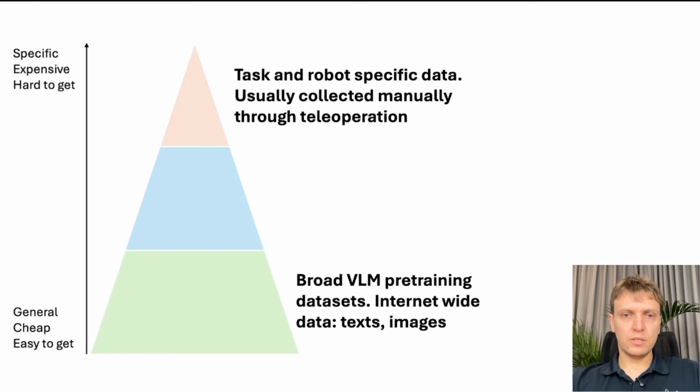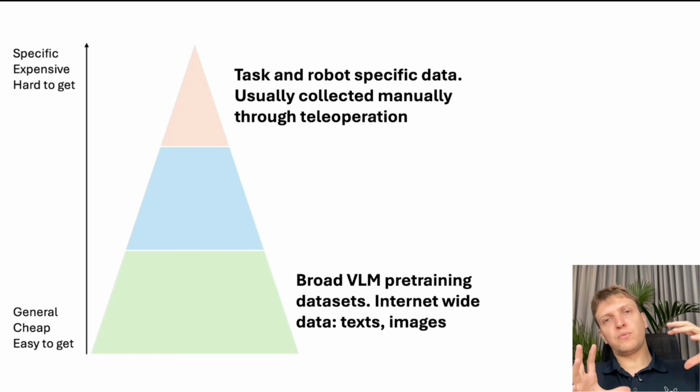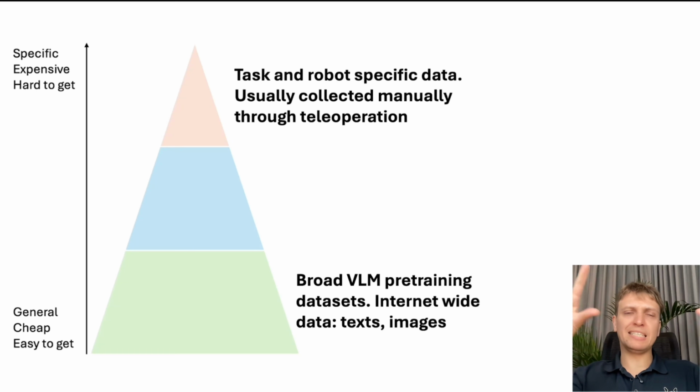At the bottom, there is this broad VLM pretraining data. Basically everything from the internet: text, images, sometimes videos, sometimes code, and so on. All these things are usually much more easily available. And even more, you don't even need this data, because in VLAs, you usually use a pre-trained VLM as your initial backbone. And this VLM is already pre-trained on this internet-scale data by other companies. You don't really need to care about it. But what you need to care about is everything in between. So as I said, the best data that you need is pretty expensive and it's hard to get.